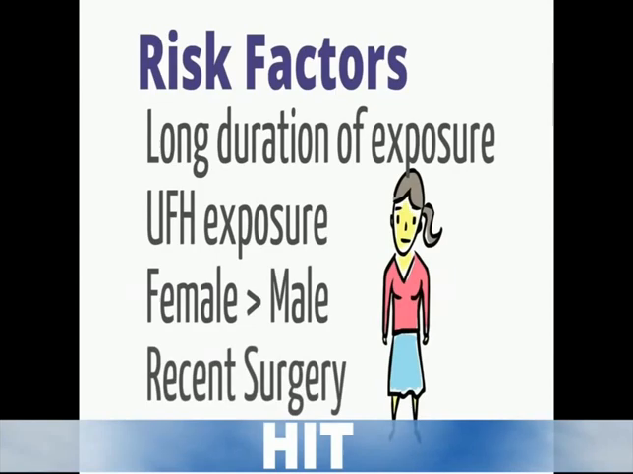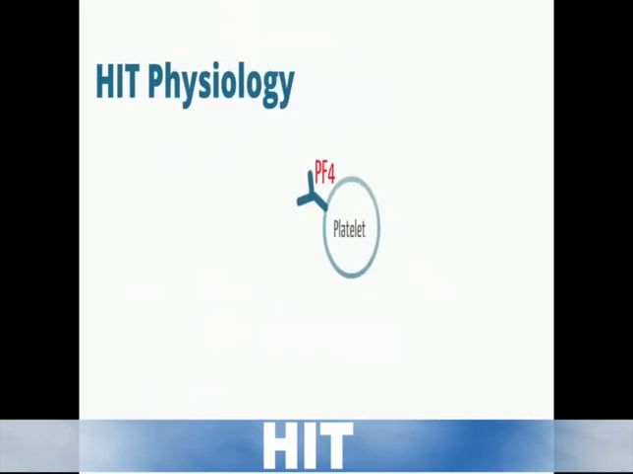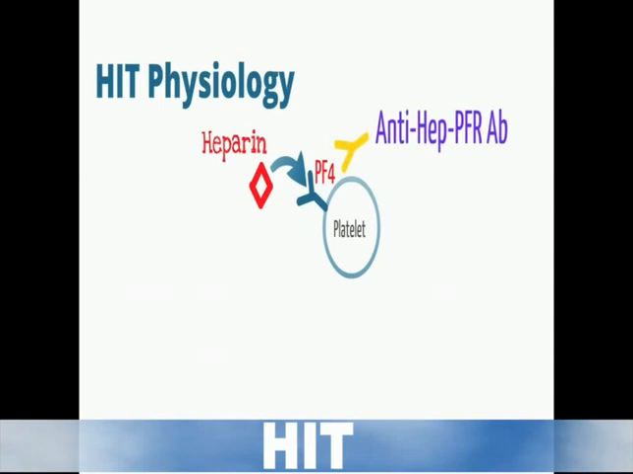So let's discuss the physiology of HIT. Platelets have a receptor called platelet factor 4 bound to their outer surfaces. When heparin is introduced into the bloodstream, the heparin binds the platelet factor 4 receptor. Generally, if a patient had a previous exposure to heparin, they may have developed an anti-heparin platelet factor complex antibody. This antibody binds the heparin platelet factor complex.